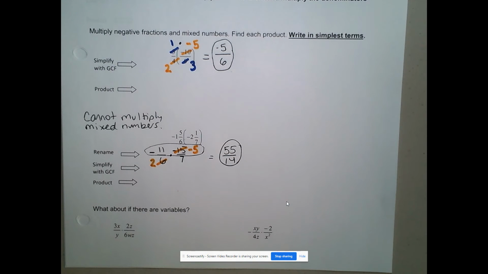And you know that the answer is in lowest terms because you simplified the problem before you got to an answer. And so that's the whole problem. And you don't have to go back to a mixed number. This answer is perfectly acceptable.